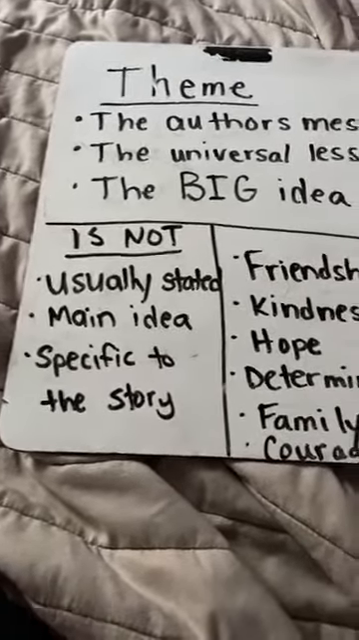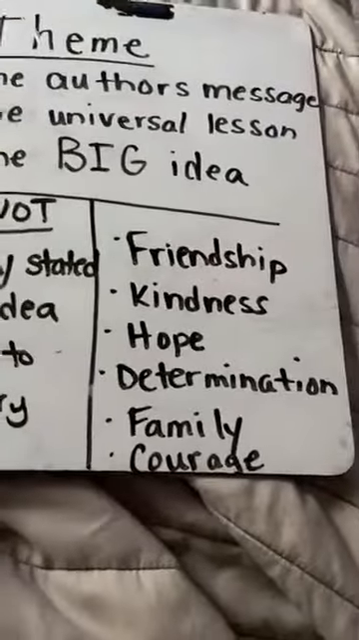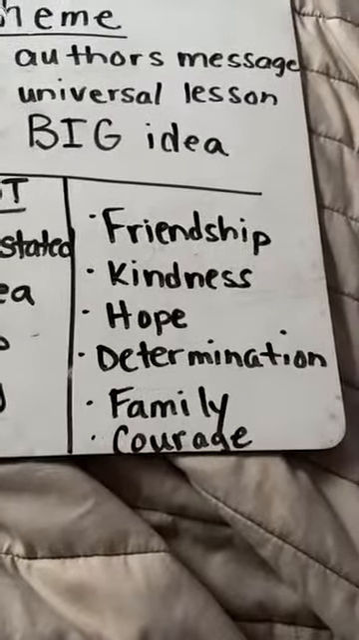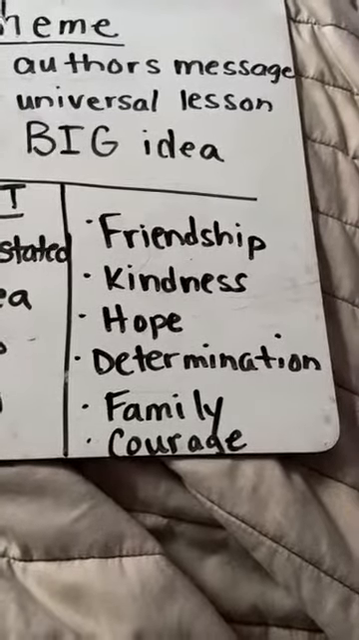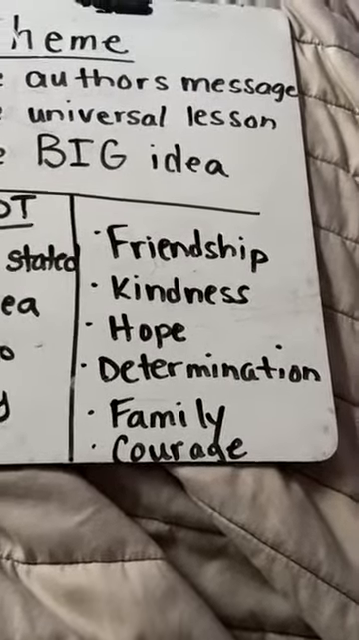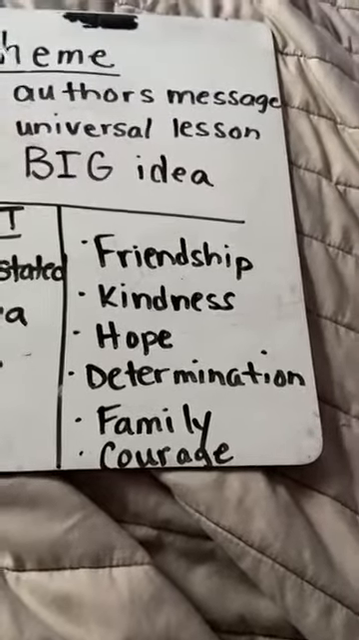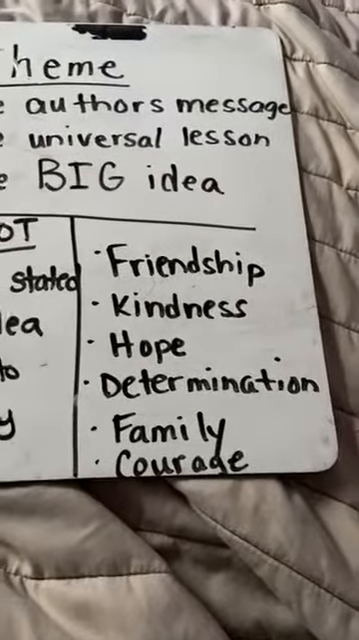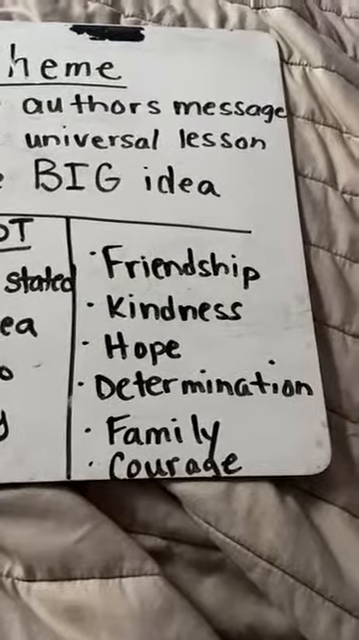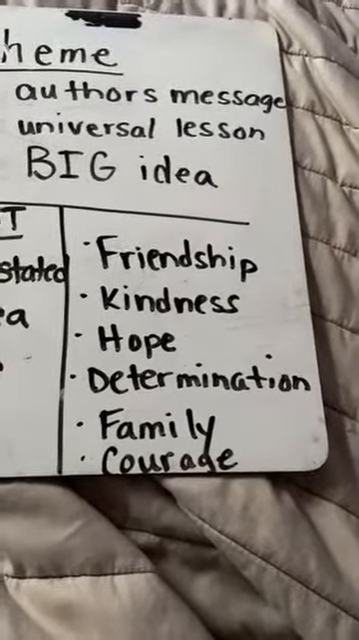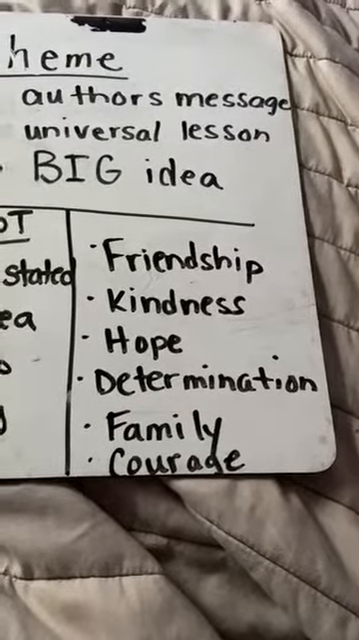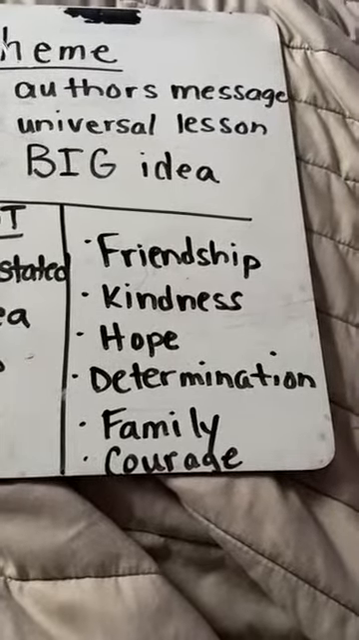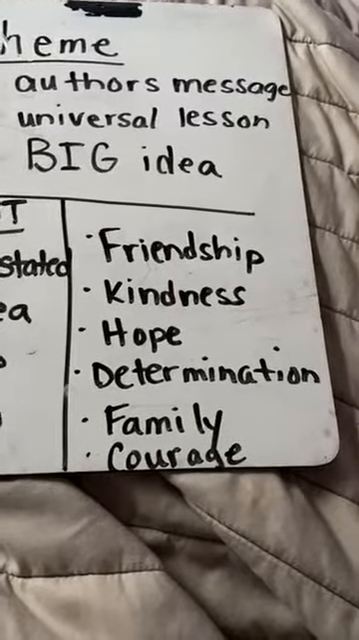Friends, I gave you some ideas yesterday, but here are some more common themes that you might see in books. The first one is friendship. The next one is kindness. It might be talking about how you should be kind to your friends. The next one is hope. Determination. Like you really can't do something, but you're determined to get it done. So you keep working and keep working and keep working, and then finally you succeed.